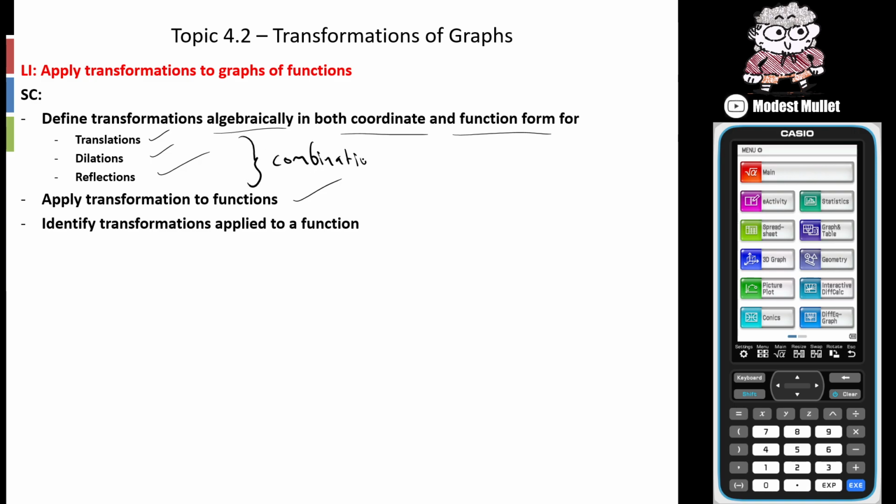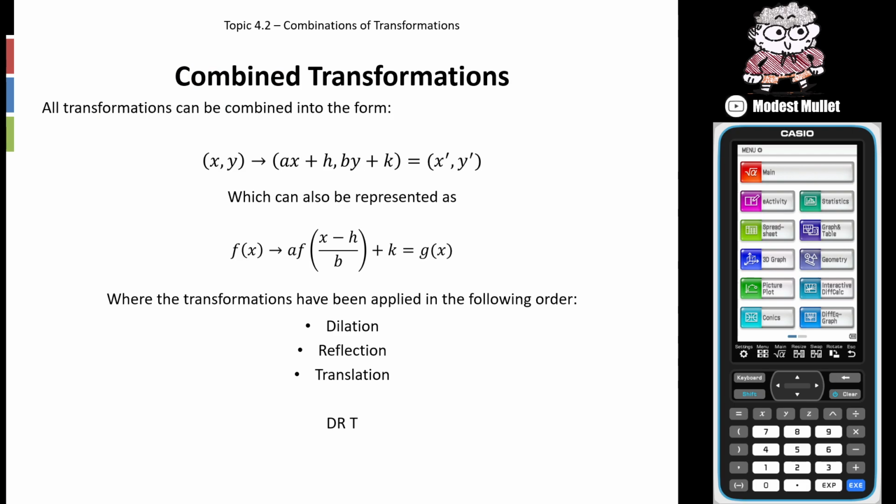Okay, so prior we were only applying one type of transformation. Now we're going to look at applying multiple of them, and then we will also look at identifying transformations that have been applied to a function. So in that case, you'll actually be told f of x and g of x, and we've got to figure out what were the transformations applied on the way across. So let's jump straight into it.